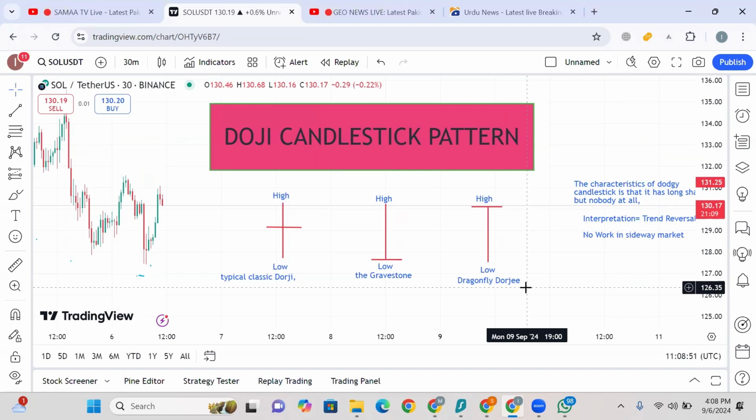Hello everyone, this is the continuation of our previous lecture. We previously studied the Marubozu candlestick pattern, and today we will discuss the doji candlestick pattern.